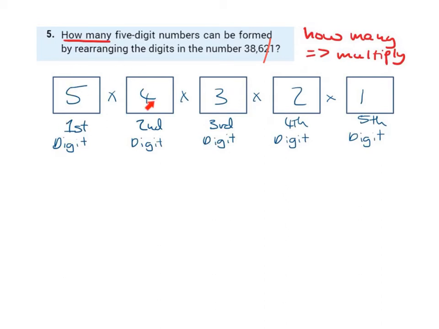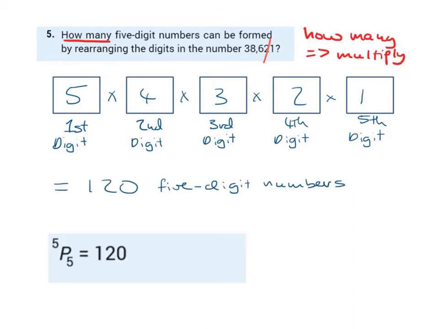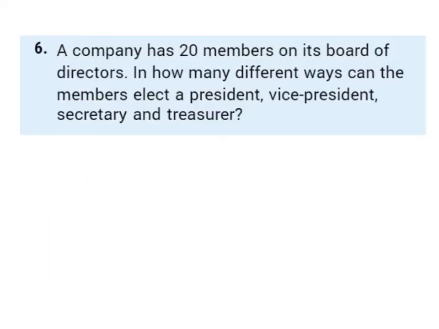So it's going to be 5 times 4 times 3 times 2 times 1, which is really 5 factorial, which gives us 120 5-digit numbers. Or if you wanted to just put it into your calculator, 5P5, that will also give you 120 straight away. So how many 5-digit numbers can be made of 5 digits? 5P5, 120.